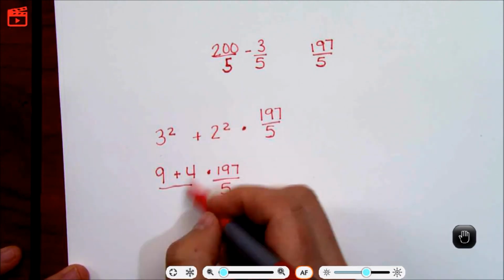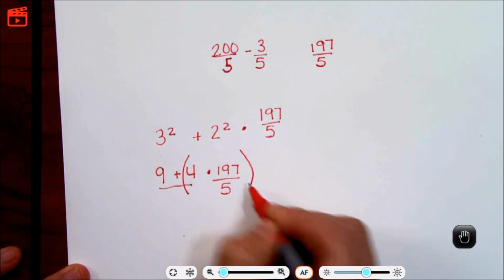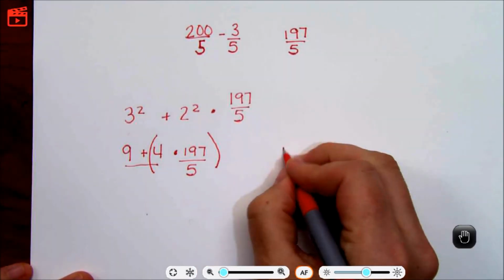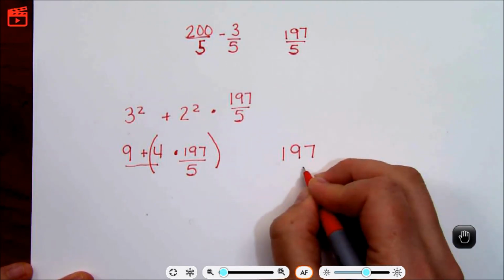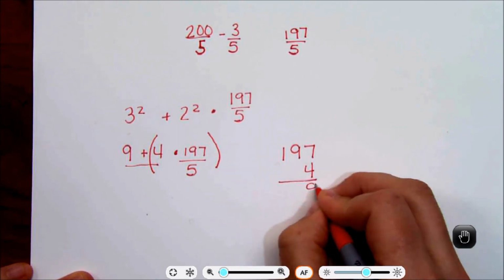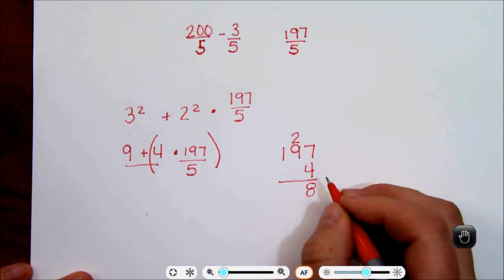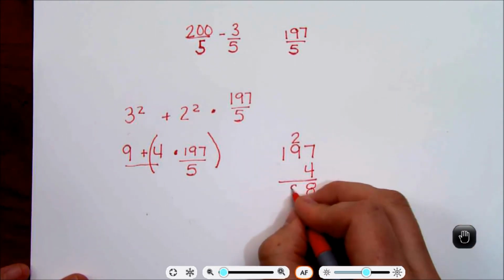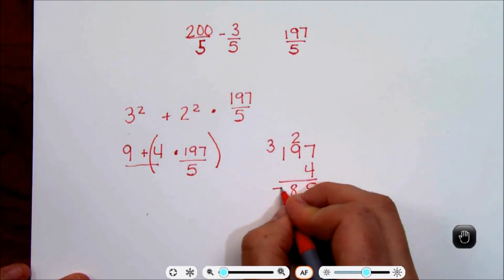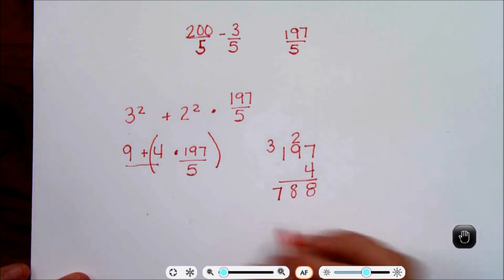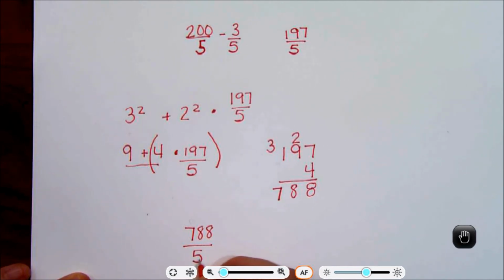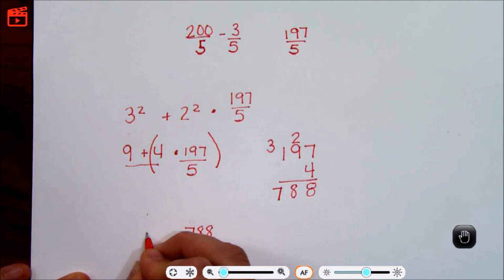This is addition, so we have to do our multiplication first. 4 times 197, I can't just do that in my head, so I'm going to do it over here. 197 times 4. 7 times 4 is 28. 9 times 4 is 36, 38. And 4 times 1 is 4. So we have 788 fifths. 788 fifths. And we're going to add 9.